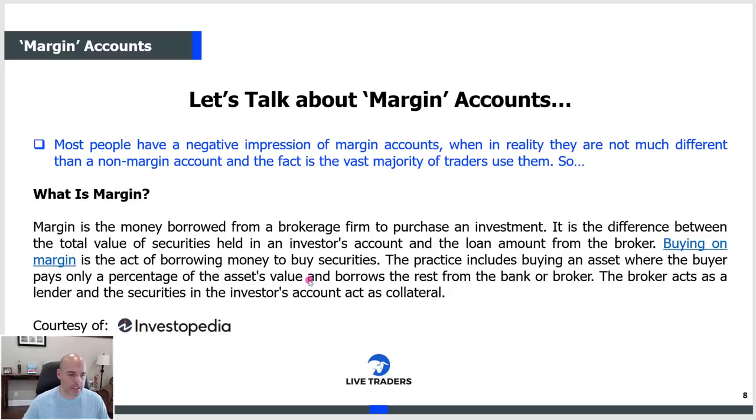Okay, so thank you, Investopedia, for the definition. Margin is the money borrowed from a brokerage firm to purchase an investment. It is the difference between the total value of securities held in an investor's account and the loan amount from the broker. So in this example I gave you, that would simply mean you had a $50,000 cash account. All right, that's the value of your account, the actual value, but you were leveraged or margined 4-to-1, which means $200,000. So this allows you what? To take more shares of higher priced stocks, okay?